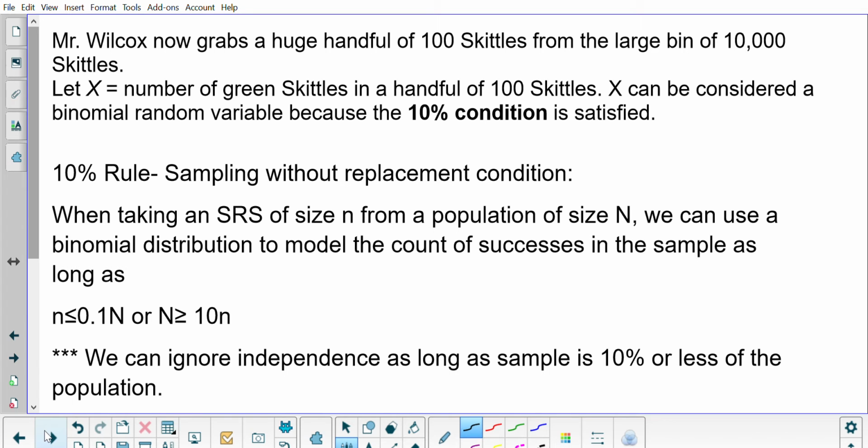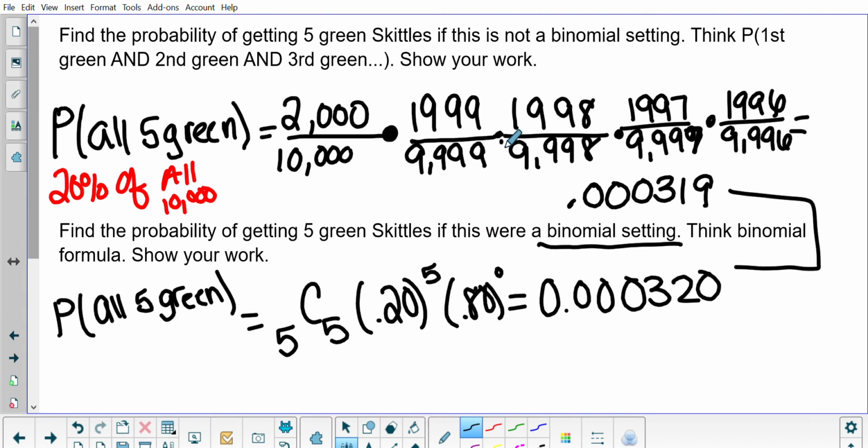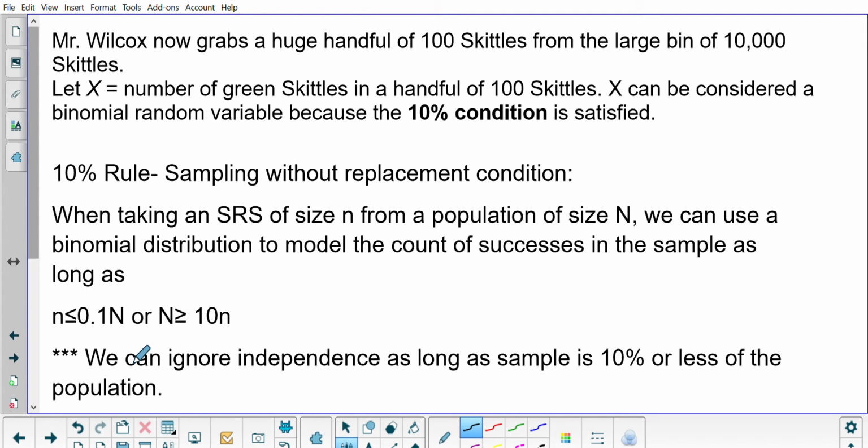So this 10% condition tells us that when we take a random sample without replacement, if the size n, which is our small n, our sample, is 10% or less of the whole entire population, then we can just use the binomial distribution. So that's why in the last 2 questions these were so close, because that 5 Skittles is less than 10% of the total bin.